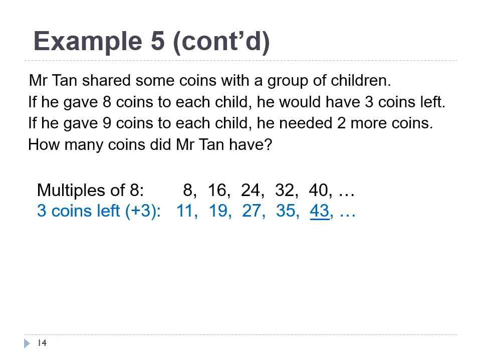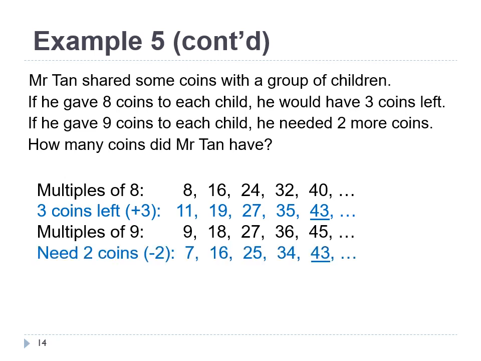Now this is the first scenario. There is another scenario where he gives 9 coins to each child, so it will be multiples of 9. In this case, he needed 2 more coins. That means he doesn't have enough. So we need to subtract 2 from the multiples of 9. We get 7, 16, 25, 34, 43.